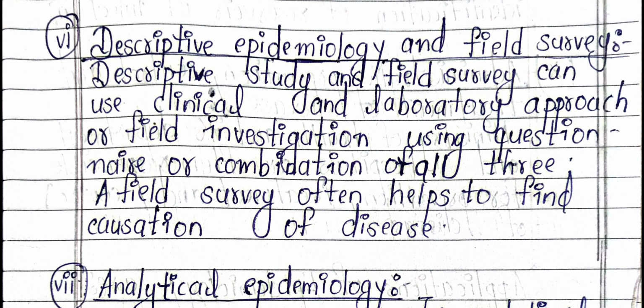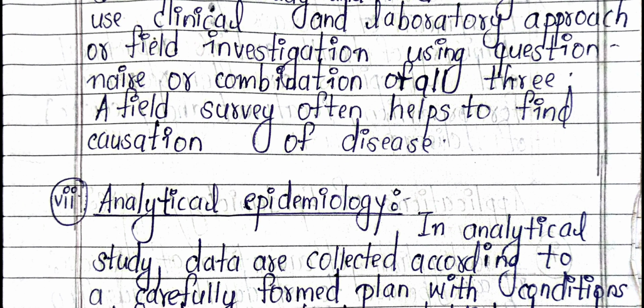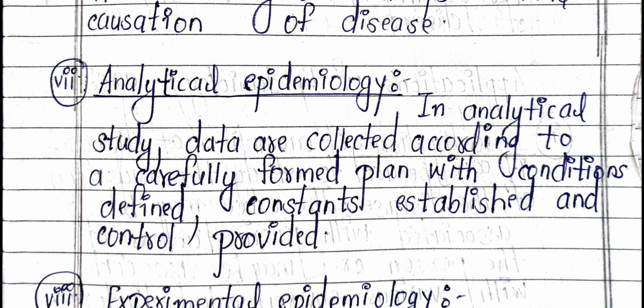Descriptive epidemiology and field survey. Descriptive study and field survey can use a clinical and laboratory approach, or field investigation using a questionnaire, or a combination of all three. A field survey often helps to find the causation of a disease. Analytical epidemiology. In an analytical study, data are collected according to a carefully formed plan with the conditions defined, constants established, and control provided.